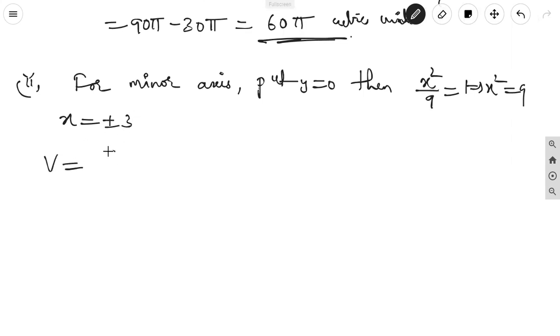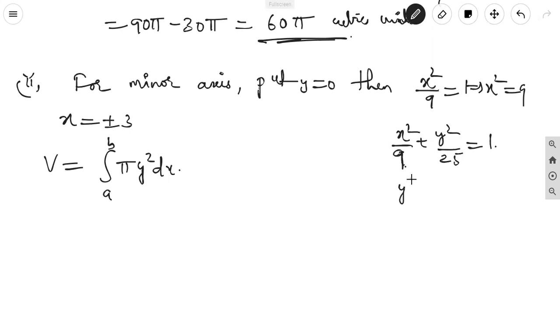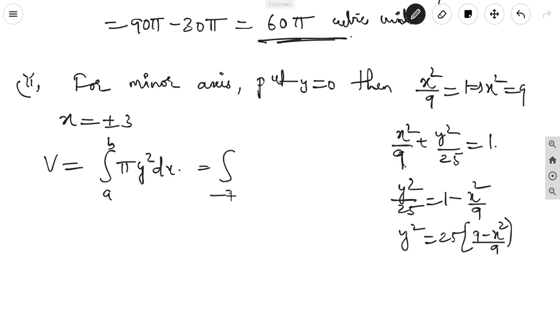Then volume is equal to integral a to b pi y square dx. Here, the given equation is x squared by 9 plus y squared by 225 equal to 1. Okay, here what is y square? Y squared by 25 equal to 1 minus x squared by 9. Y square is equal to 25 into 9 minus x squared by 9. So it can be written as integral minus 3 to 3 limits pi y square is 25 by 9 into 9 minus x square into dx.